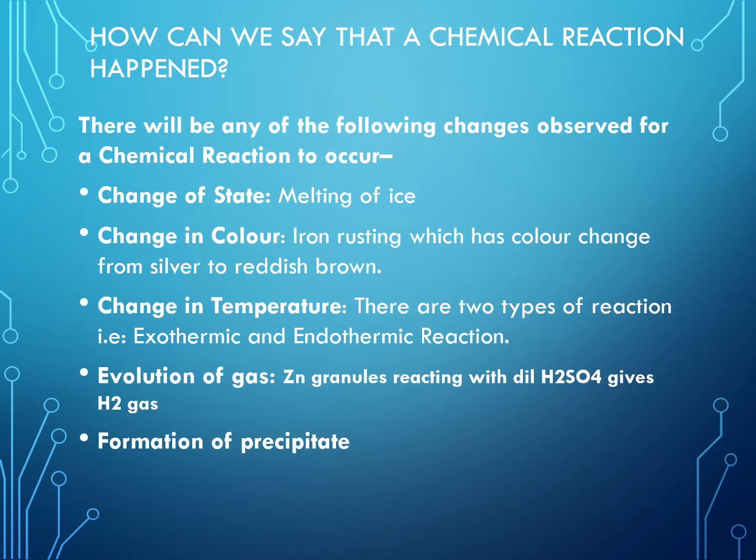What is the criteria which shows that a chemical reaction has happened? For that, any of the following changes should be observed: a change of state, change in color, change in temperature, evolution of gas, and formation of precipitate. Here, an example is given to show each effect.